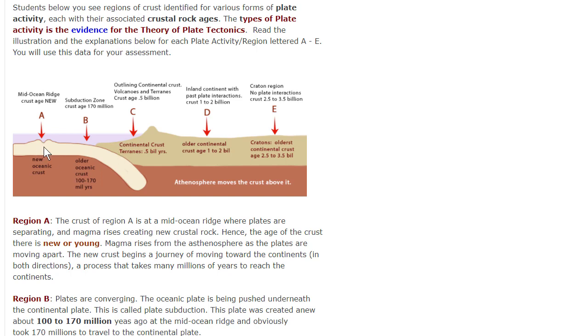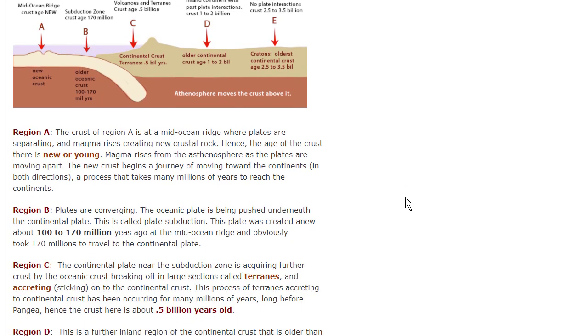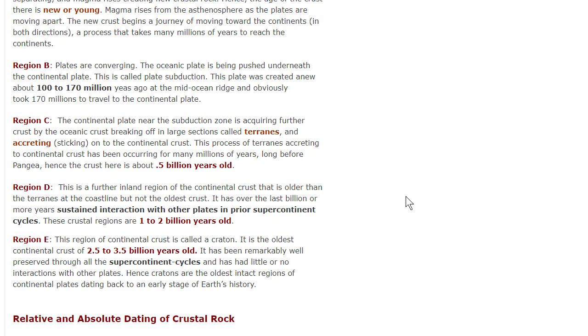Okay, A is brand new crust, B is crust about 100 to 170 million years old, C is the terrain along the shores of the continents, and those terrains are about 500 million years old. The inland crust is 1 to 2 billion years old, and the cratons are 2.5 to 3.5 billion years old. That's it. Okay, so that's what this lesson is about.